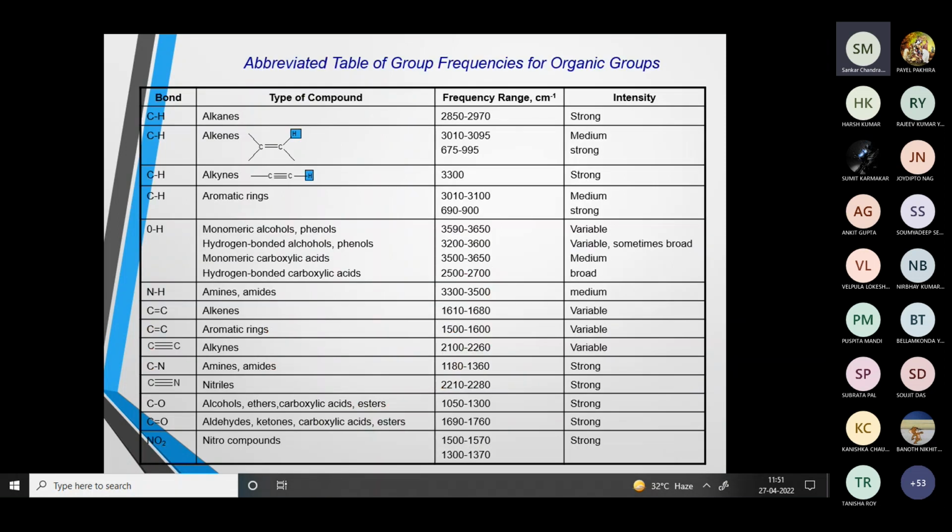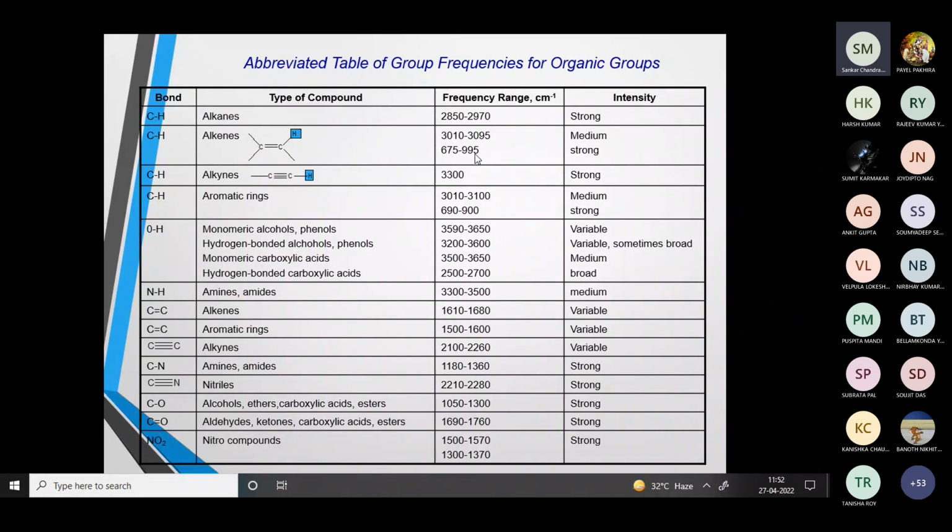This is a chart of different compounds, their ranges, where they will appear and what the intensity will be. Okay, so when a carbon-carbon double bond is attached to a CH bond, it will be 3010 to 3095. That will be medium. And their bending will appear at 675 to 995. That will be strong.